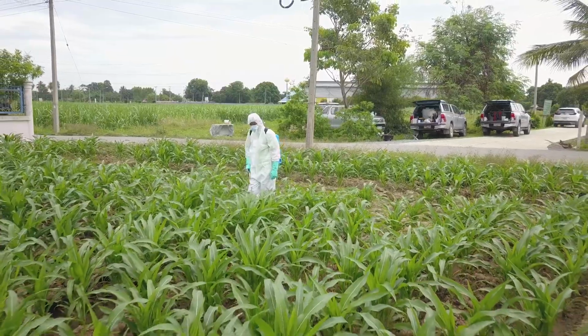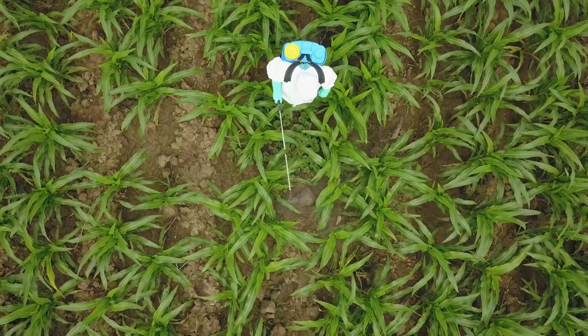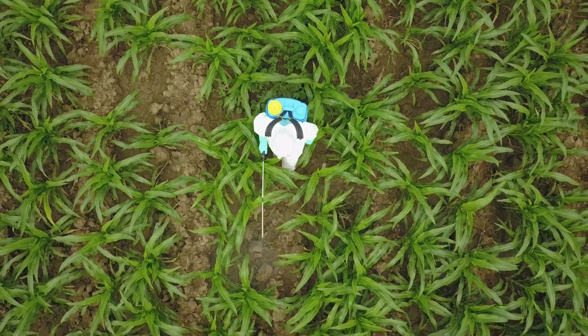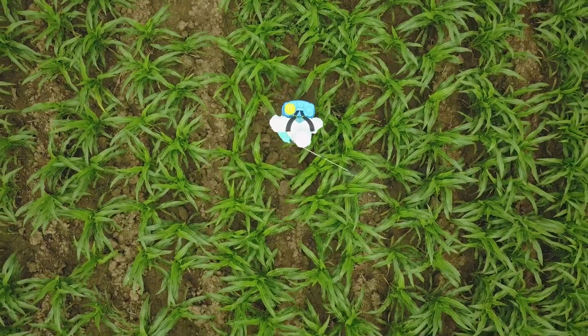Apply Bt products in the early morning or late evening when larvae are actively feeding. When larvae are not active during the heat of the day, they cannot ingest Bts. Depending on the quality of the Bt product and weather conditions, Bts will be active on the leaf for 3 to 5 days.